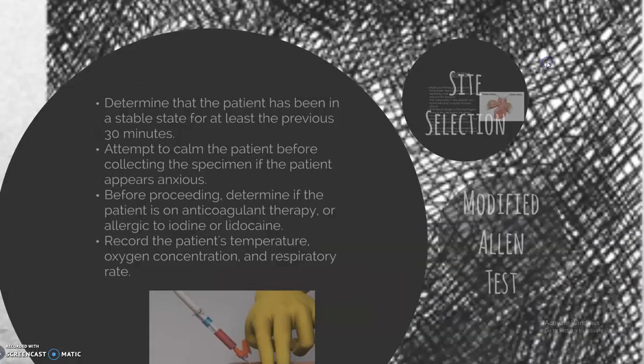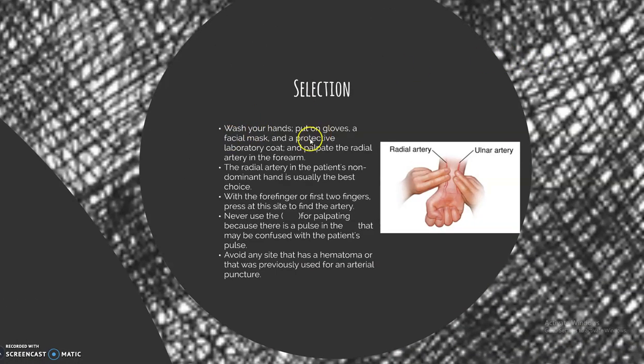So site selection. You're going to wash your hands, put on gloves and a facial mask and protective laboratory coat, and palpate the radial artery in the forearm. The radial artery in the patient's non-dominant hand is usually the best choice. With the forefinger or the first two fingers, you're going to press at the site to find the artery. Never use the thumb for palpating because there's a pulse in the thumb that may be confused with the patient's pulse, and avoid any site that has a hematoma or was previously used for arterial puncture.